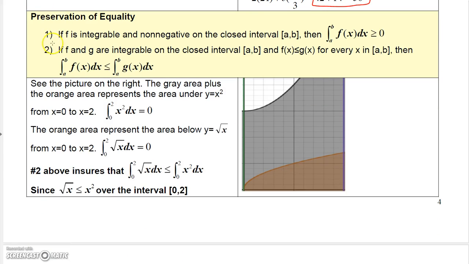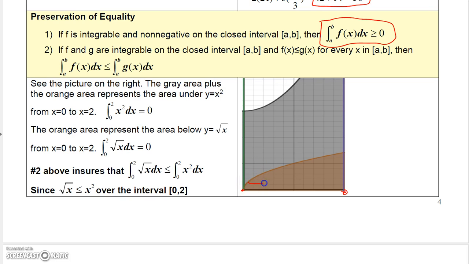There's also a couple of other properties. If f can be integrated and is non-negative on the closed interval from a to b, then that integral must be greater than or equal to 0. It basically says that if the graph does not go below the x-axis over that interval, like for instance if you look down here at this brown region, let's say you integrated from here to here in this brown region.